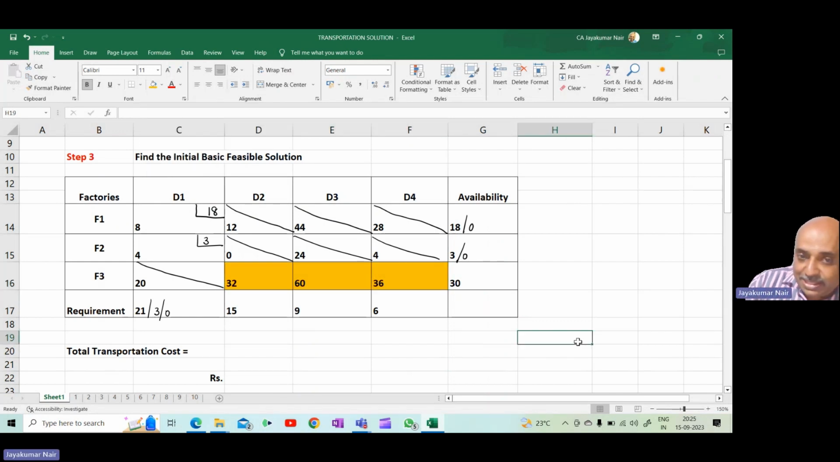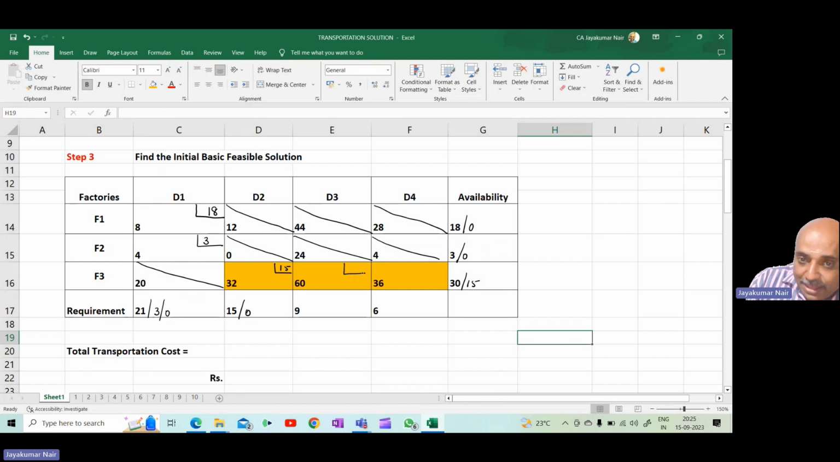Okay, in this, how will you make that? The topmost corner cell is this now. This is 15 and 30, whichever is lower you have to allocate. So I will be allocating 15. Your requirement gets reduced to 15, availability gets reduced to 15 and your requirement becomes 0.